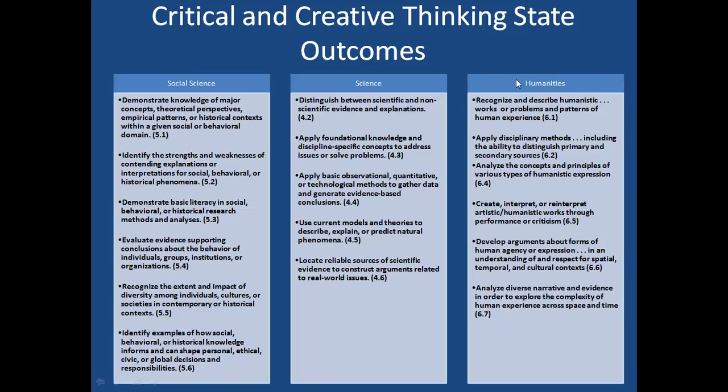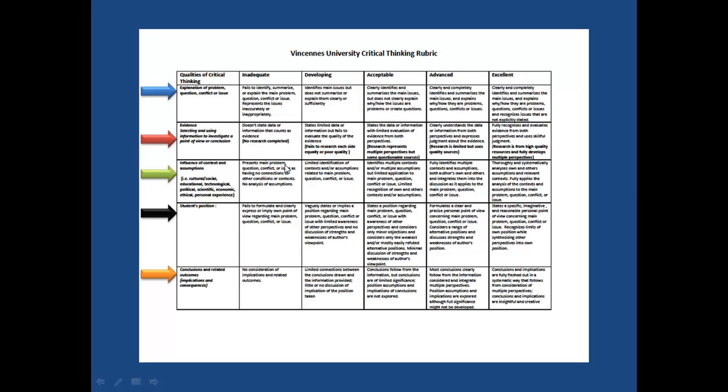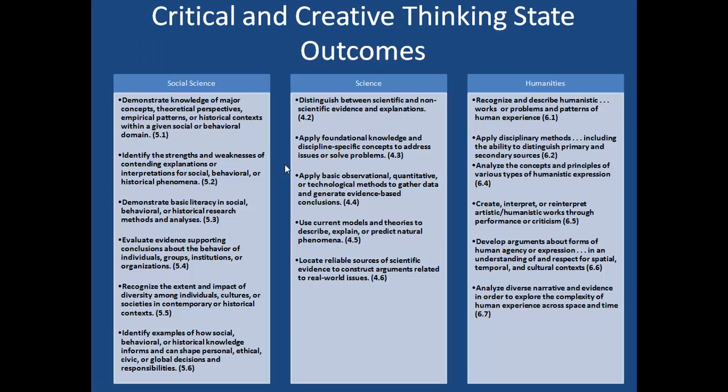So again, this is a little different than we've seen before. Here are the critical thinking state outcomes for humanities, for science, and for social science. But again, designing your assignment, you want to be using this rubric.